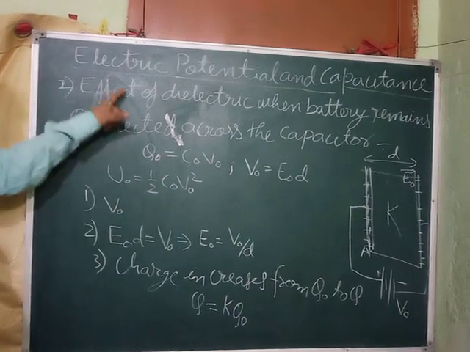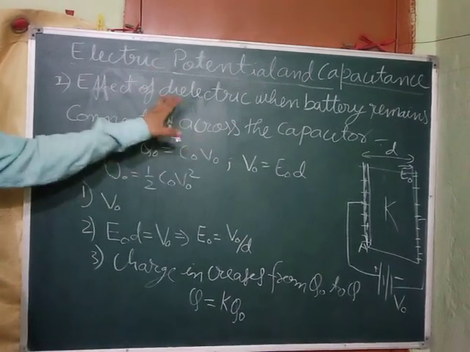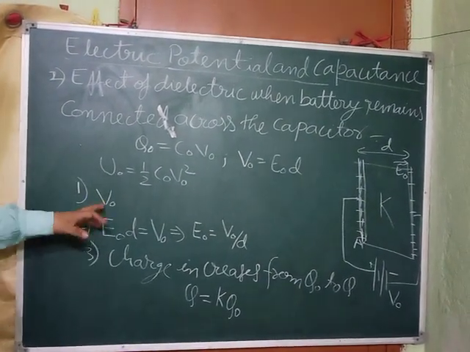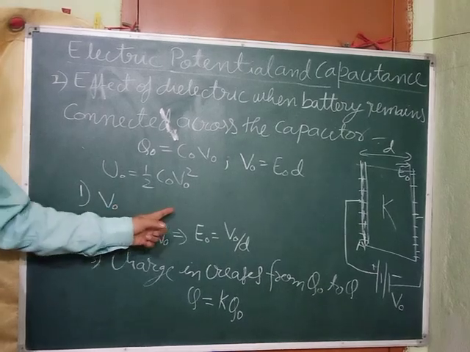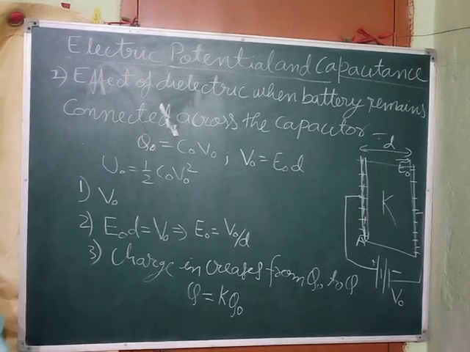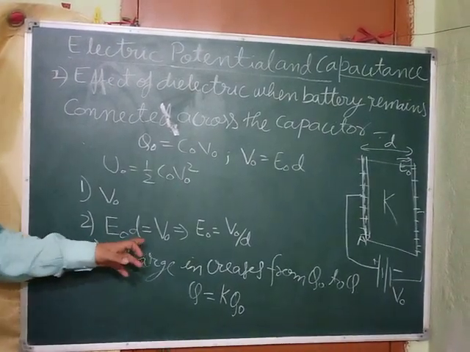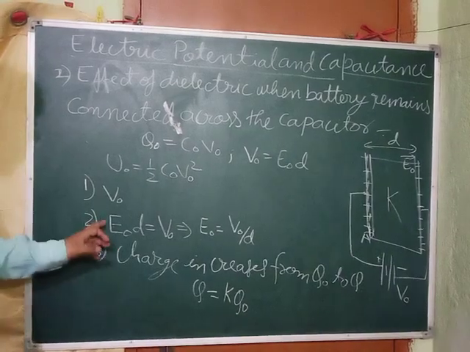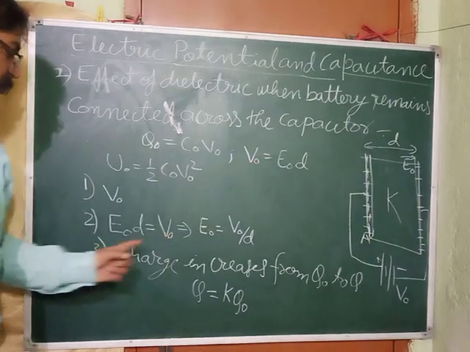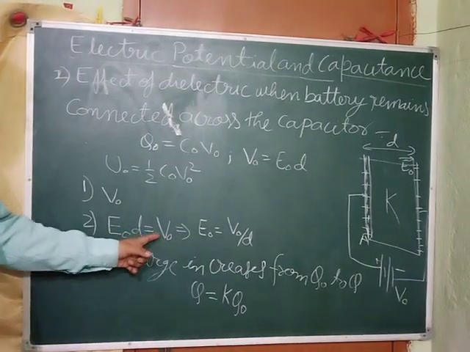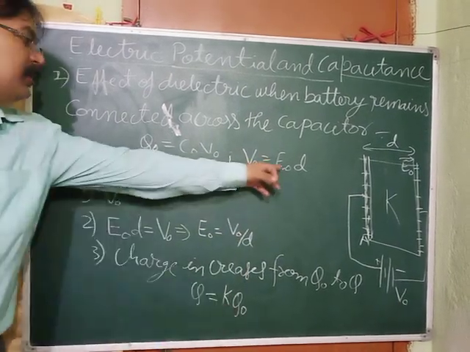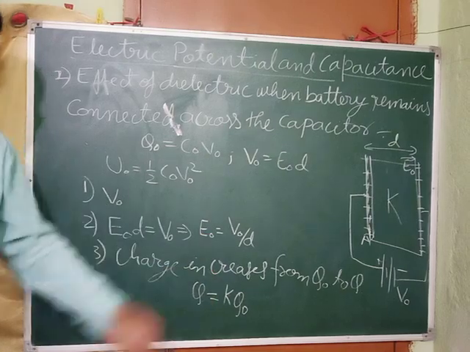Note it down. Write these things first. Written the heading, draw the diagram. Drawn. Now write the first point: potential difference remains unchanged, that is V naught. Second point, the electric field also remains unchanged. Why? Because from this equation we know E dot D is equal to V naught. This implies that E dot is equal to V naught by D. Earlier also it was this much only, E dot equals V naught by D. So that means no change.